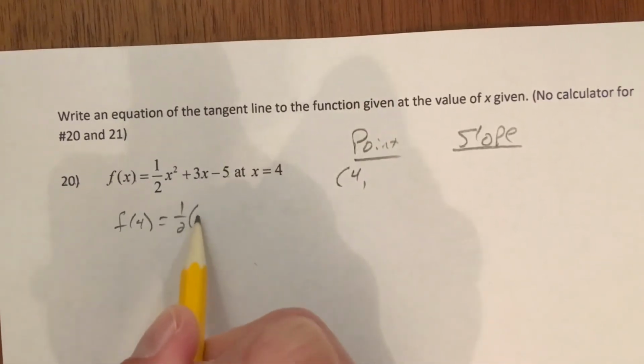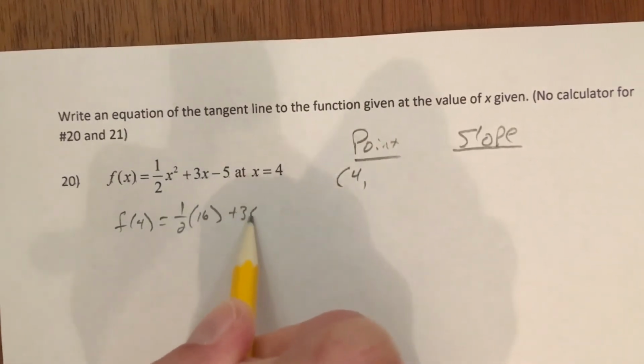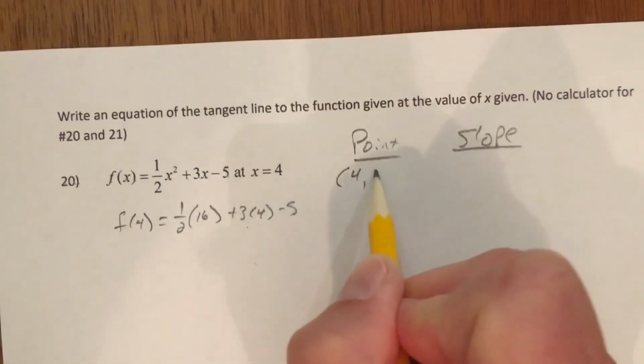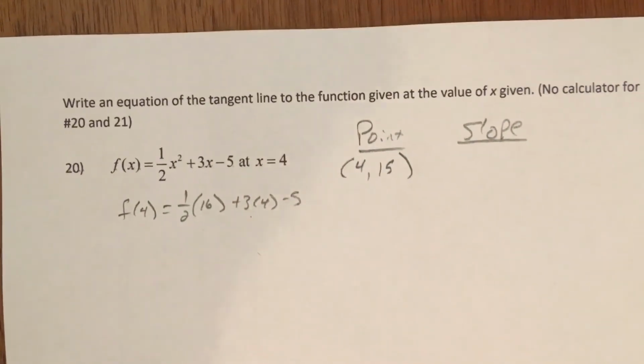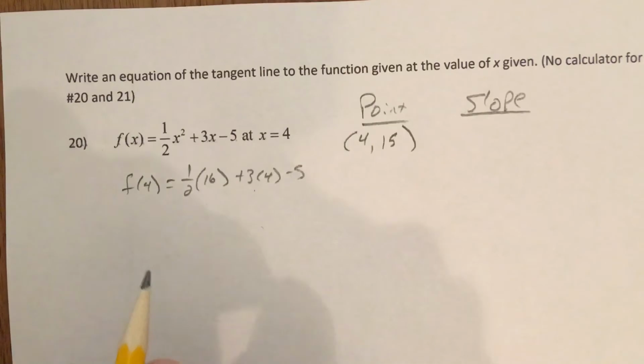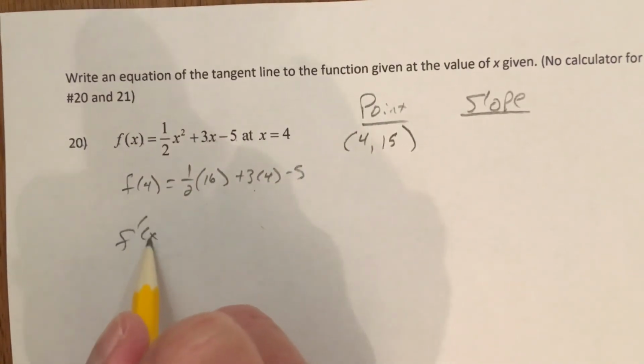So we're going to get 1/2 times 16 plus 3 times 4 minus 5. That's 8 plus 12, 20 minus 5 is 15. Okay, so that's the point. To get the slope of the tangent line, I need to put that into the derivative. So I need to take the derivative of f.